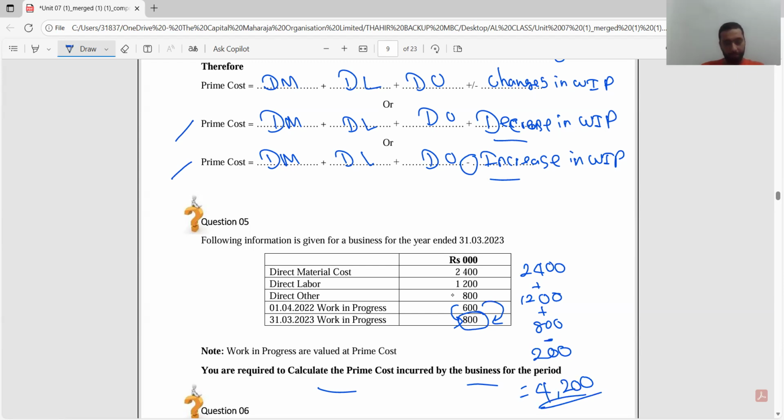Why are we decreasing? Why are we reducing the WIP? Because new WIP has been added to the material cost. That is why, if there is new WIP added to the material cost, you have to remove that. Only the finished product should be included.